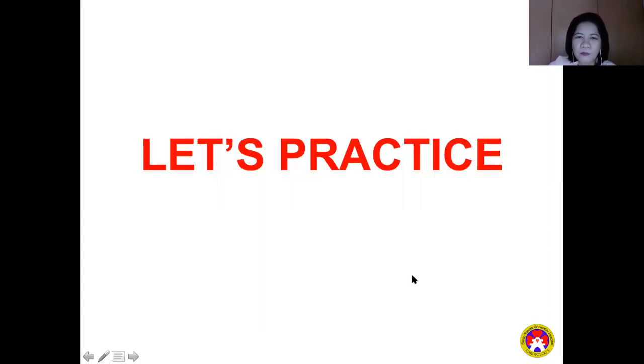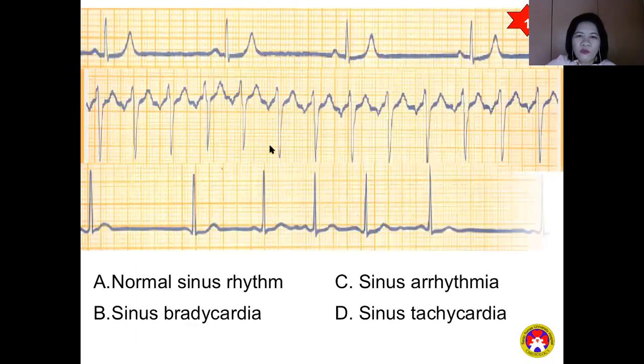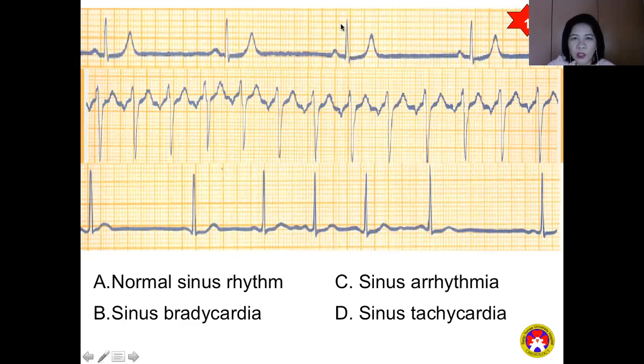Okay, so let's practice. Now look at the first tracing. You see regularly occurring PQRST, the same morphology of the P waves. So we know this is sinus. If we get the rate, this is 300, 150, 100, 75, 60, 50, 40, 30. So this is less than 30. So this is sinus bradycardia.